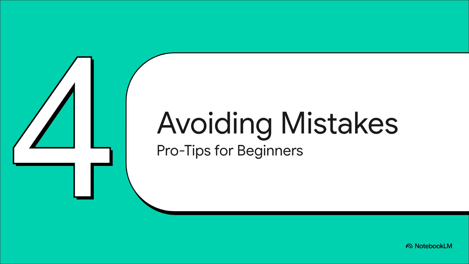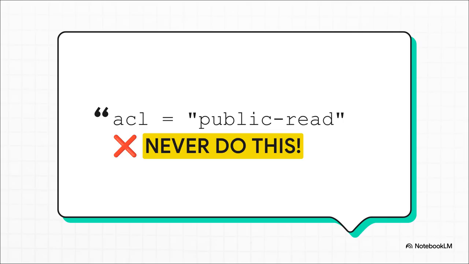Okay, so this whole setup is incredibly powerful, but it's also really easy to make some pretty bad mistakes when you're just starting out. So let's talk about a big one that can have some really serious consequences. A lot of people, when they're new to this, they're just trying to get things working fast, and they'll set their storage bucket to be public read. This little line of code right here, it's basically like leaving the front door to your entire master warehouse wide open with a sign that says help yourself.